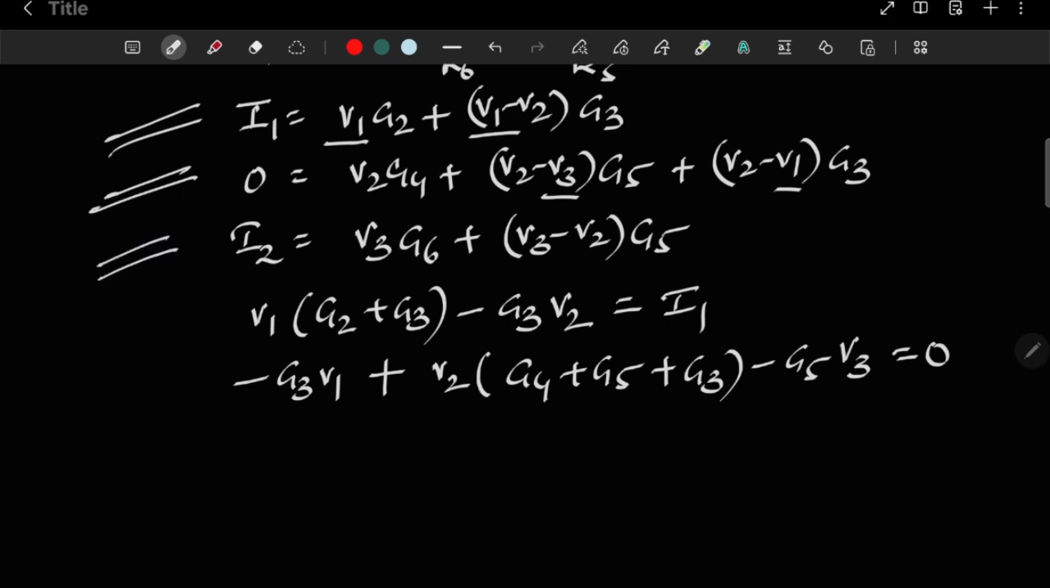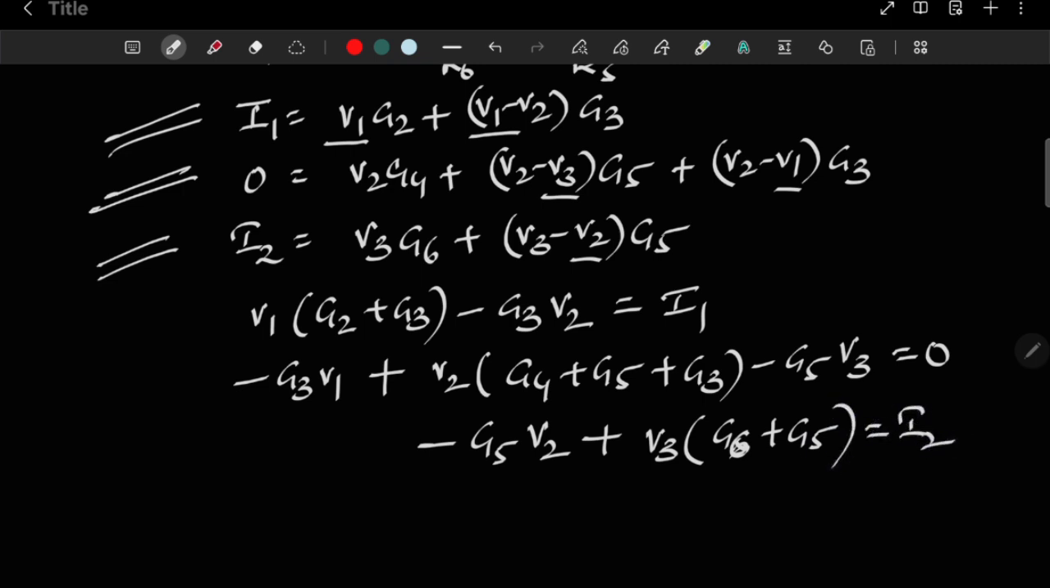Then in the third equation we don't have a V1 term, but we have the V2 term, that is minus G5 into V2, plus next V3 is coming two times, V3 into G6 plus G5, and it is equal to I2.